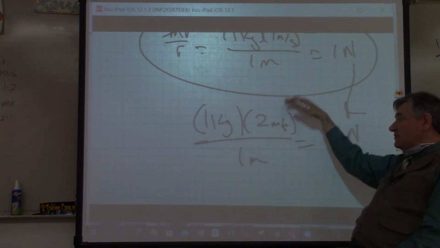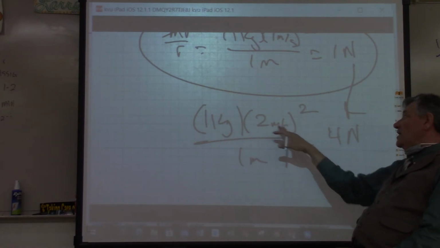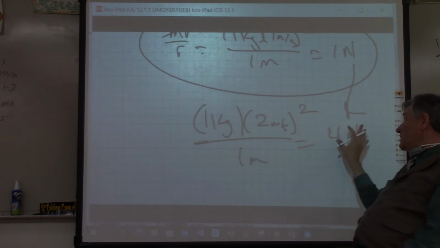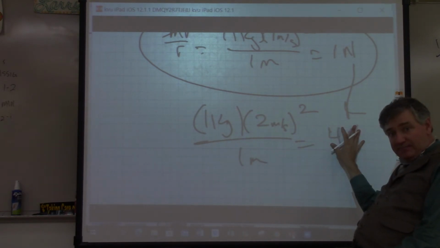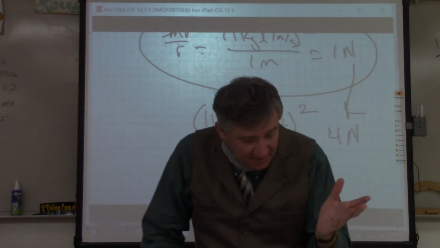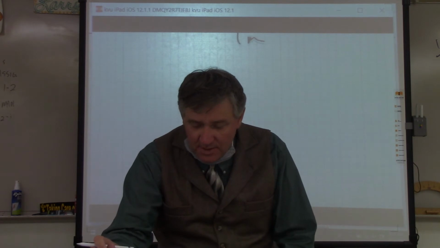So anytime something is squared, if you double it, it goes up by a factor of 4. If I were to triple this and make it go 3 times faster, this would go up by a factor of 9. Okay? So now, when you get to that last one, if the radius is halved. So now I want to talk about changing the radius.